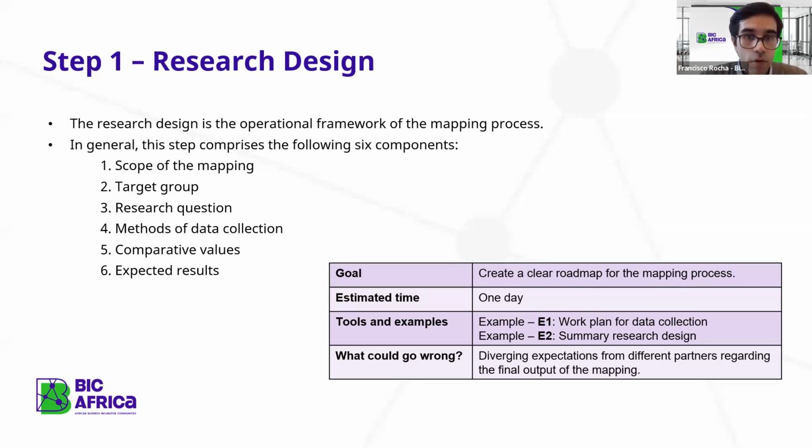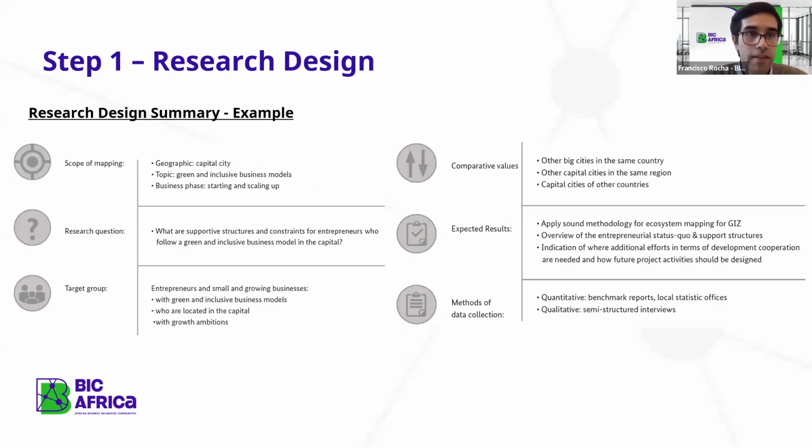So the next slide will show you this example of the research design. So I will go quickly through each, but just to get an idea of what you can expect to have at the end of this step when you are doing the mapping. So first, the first element that we need to define is the scope of the mapping. So here you will see aspects such as geographic location, what is the specific topic of the ecosystem that you want to map, and at what business phase you are currently going on.